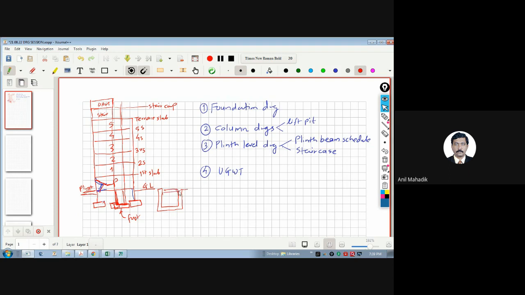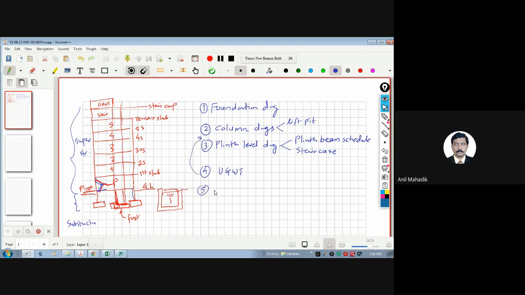So let's say this is your water tank, UGWT. This is also required in any construction. Once you are done with the underground part, then you start the superstructure. This below ground portion we call the substructure, and the part above the ground level we call the superstructure. So below plinth level is above the ground, and this will come over here.